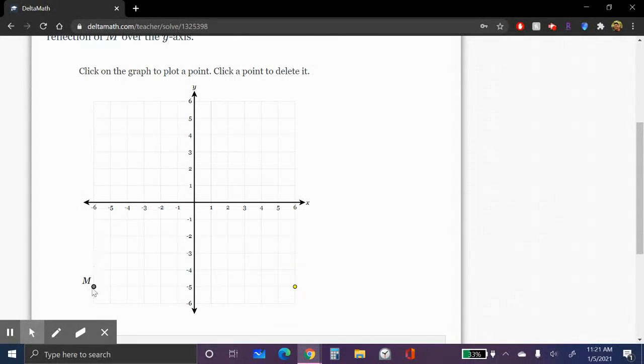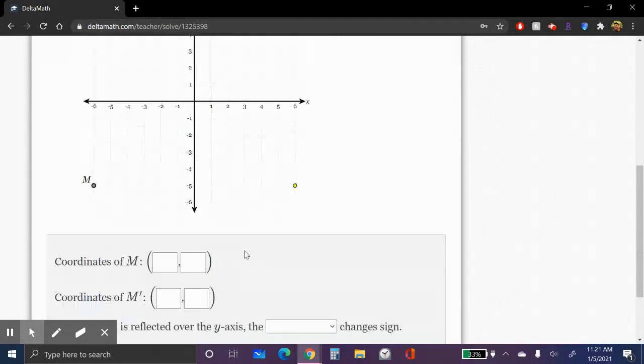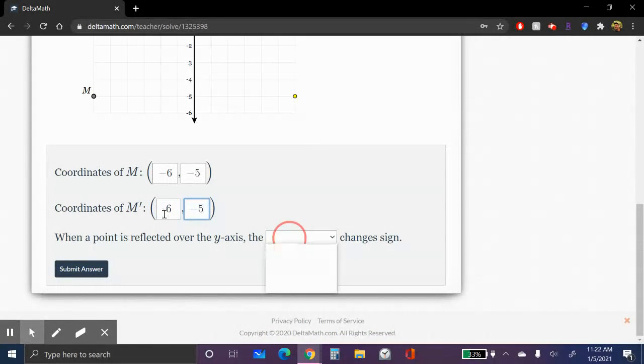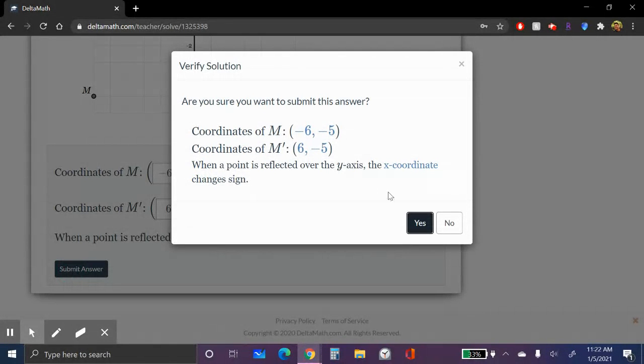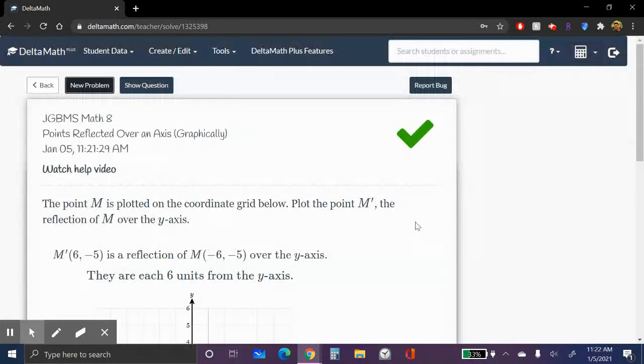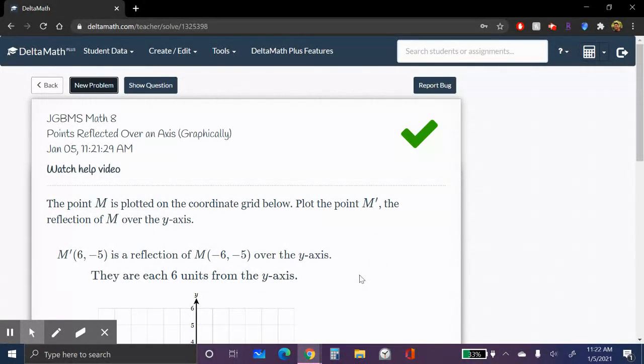Or you can just take a look here. Okay, -6 to +6. So M is -6, and it goes down -5. Coordinates of M prime is +6, -5. When you reflect over the y-axis, just the x coordinates change. All right, so that's how we reflect points over the x or y axis.